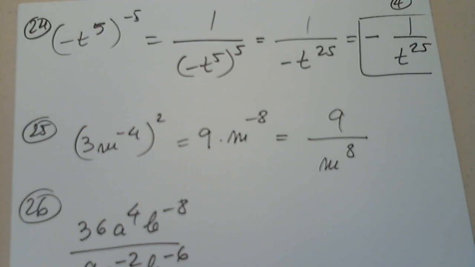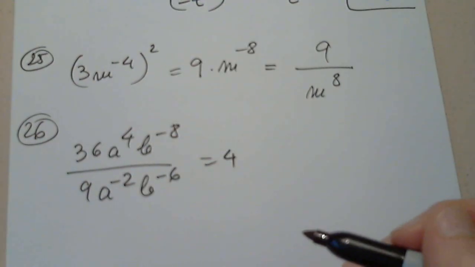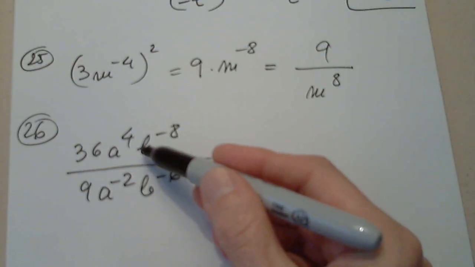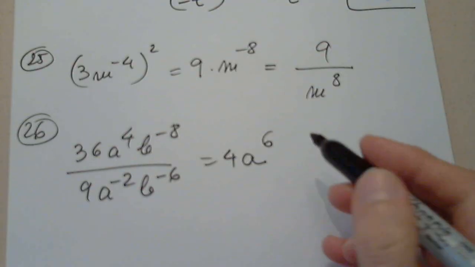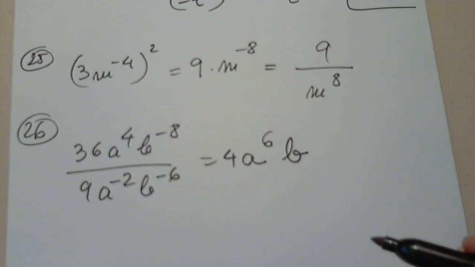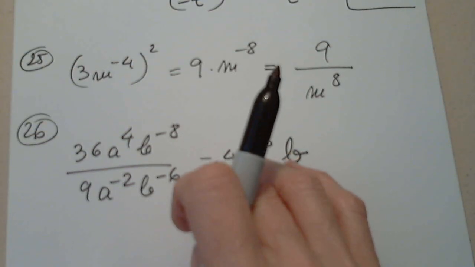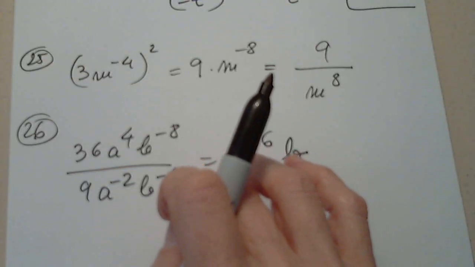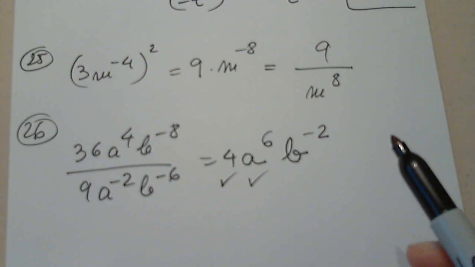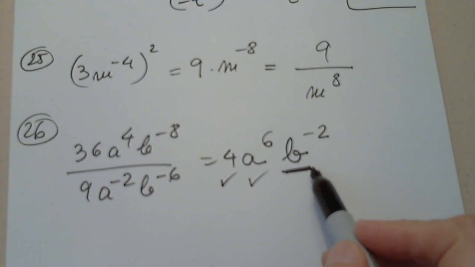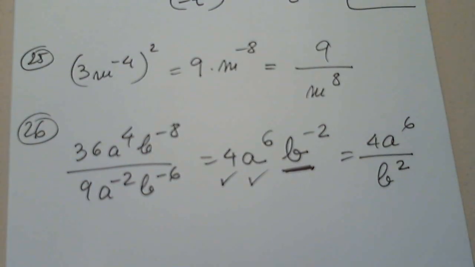There are other situations. Of course, I take care of the numbers first, and I get 4. Of course, I copy a and I subtract 4 minus negative 2, which is 6. Of course, I copy b and I subtract. Always from the top power, I subtract the bottom power. Negative 8 minus 6 is negative 2. I cannot touch 4. I cannot touch a to the 6th, but I have to change b to negative 2. So this is 4a to the 6th over b squared.